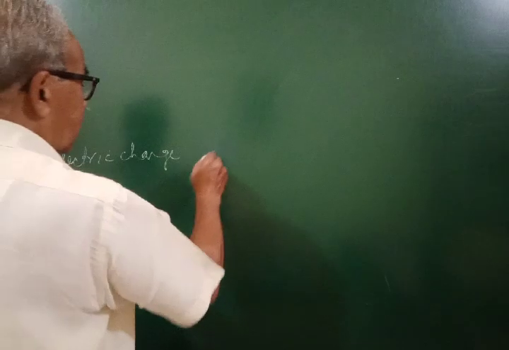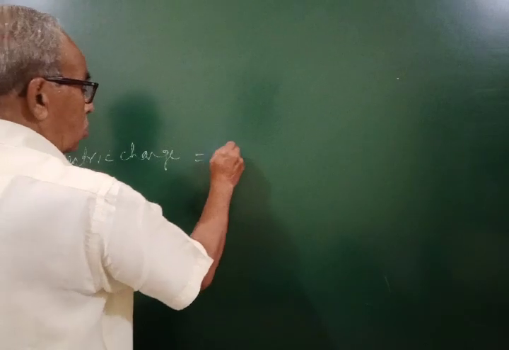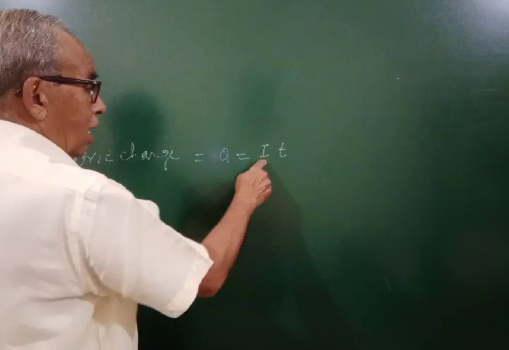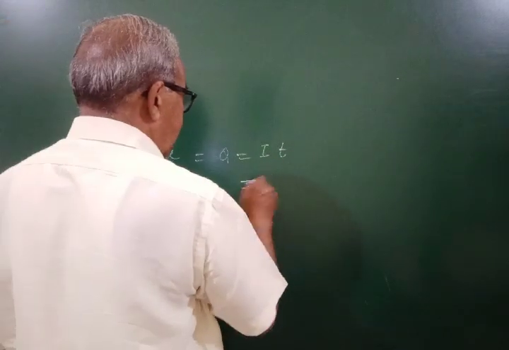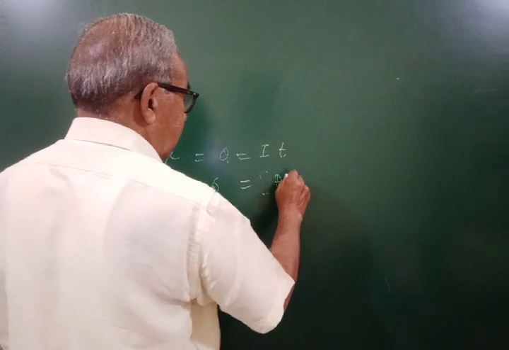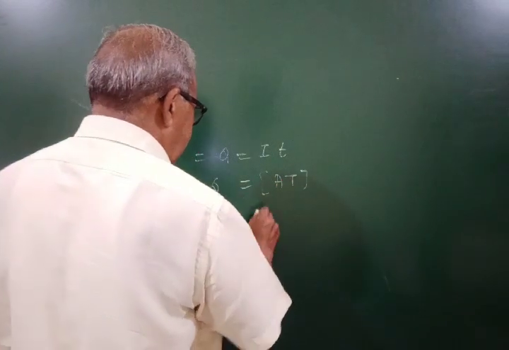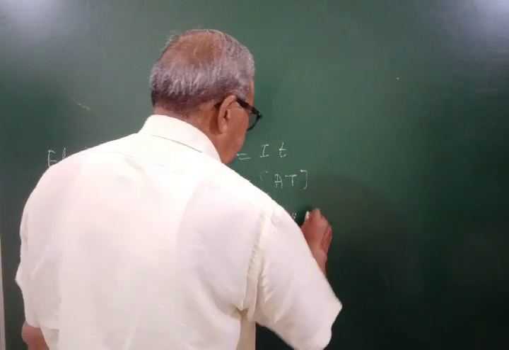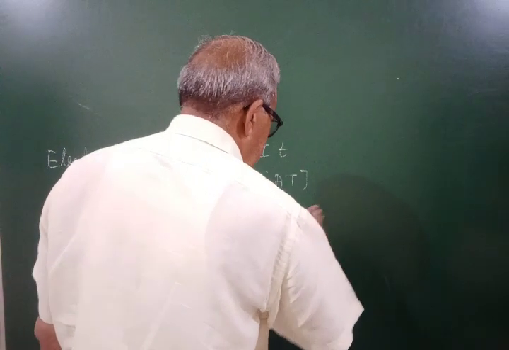For electric charge, Q is equal to I, current, into time. I is current, measured in ampere. So the dimension of Q is AT. Simply, or you can write M^0 L^0 AT also.